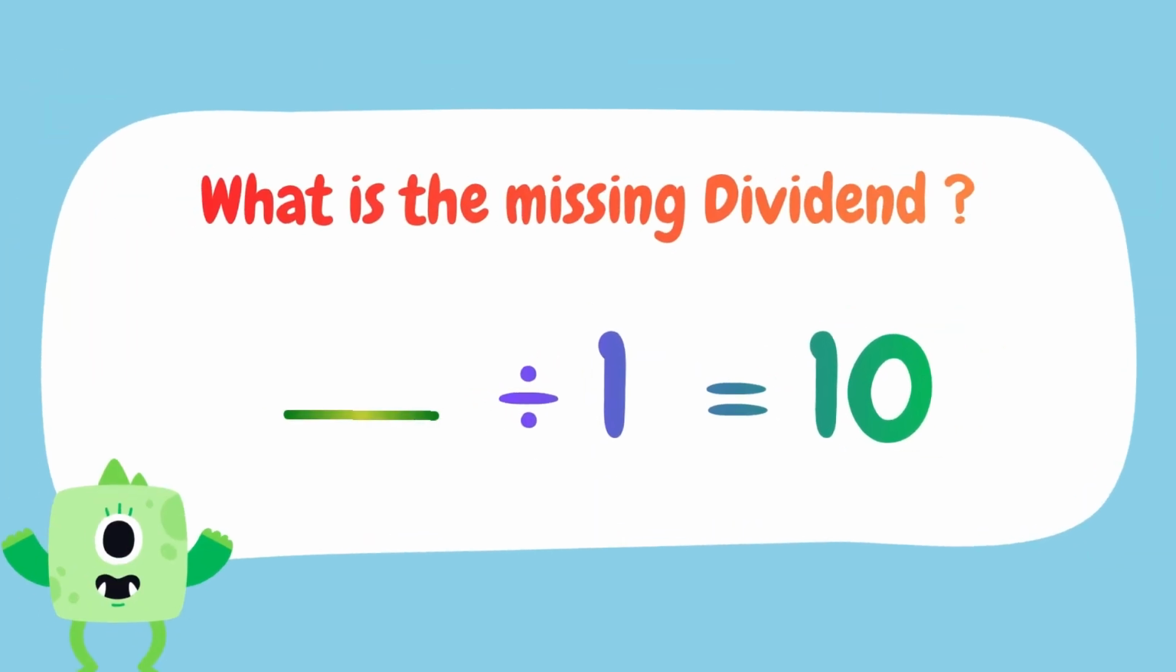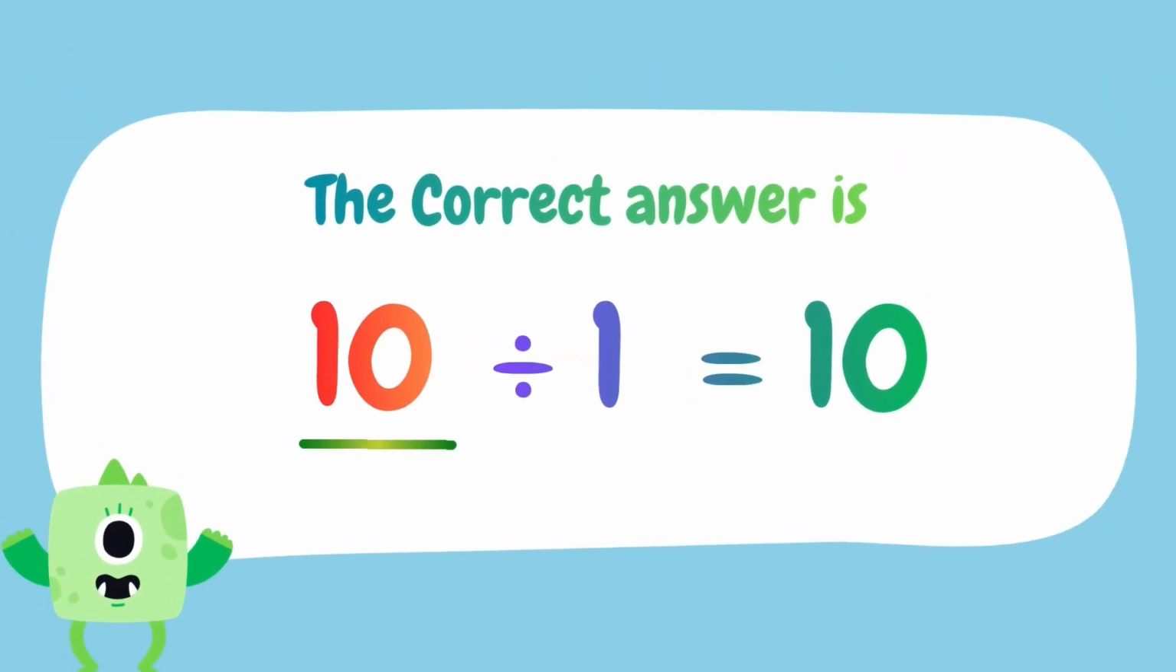What is the missing dividend? The missing number is 10. 10 divided by 1 equals 10.